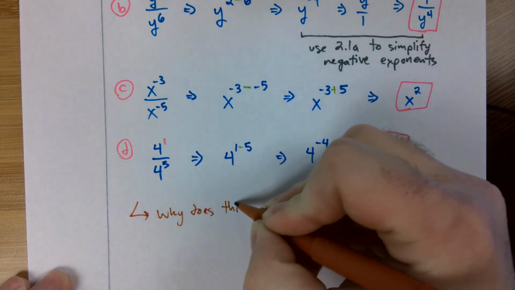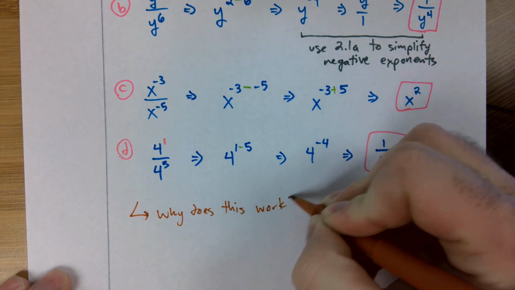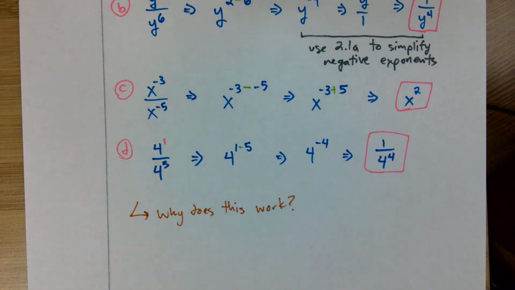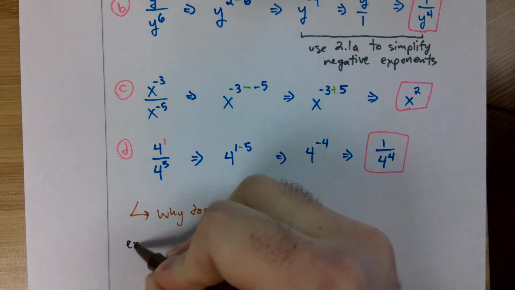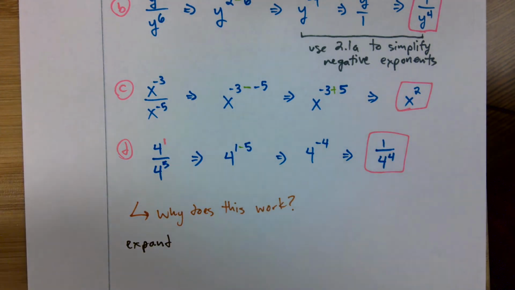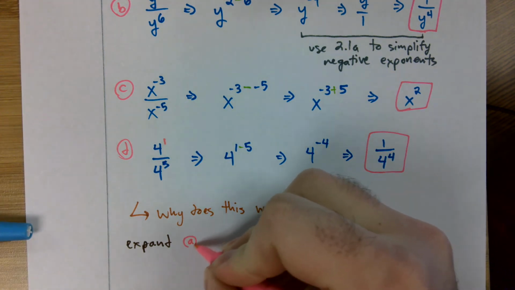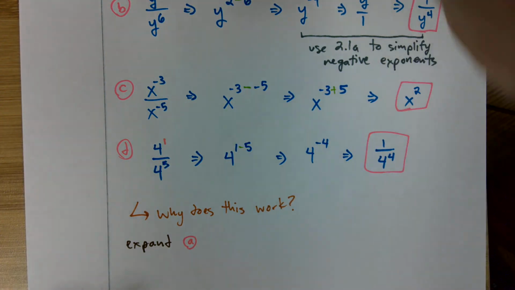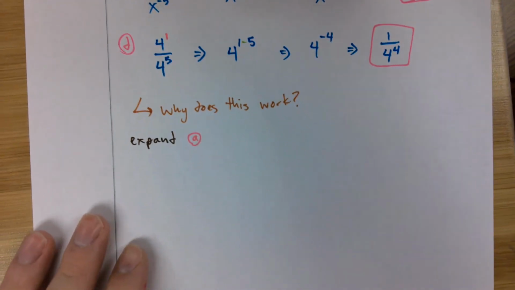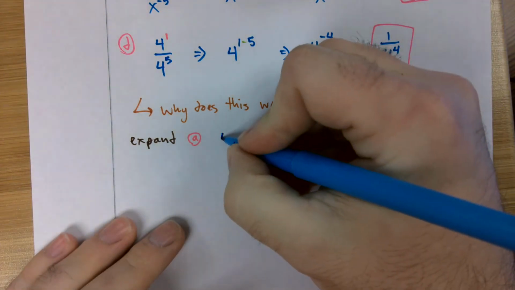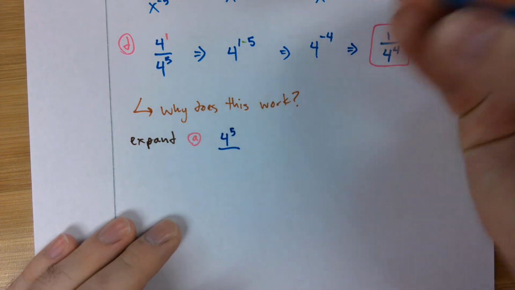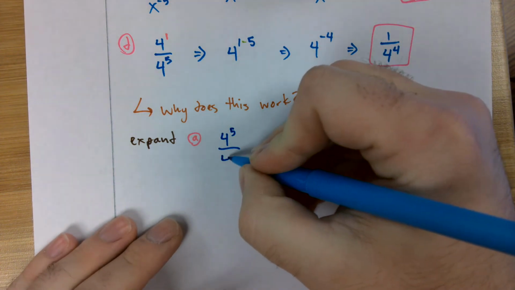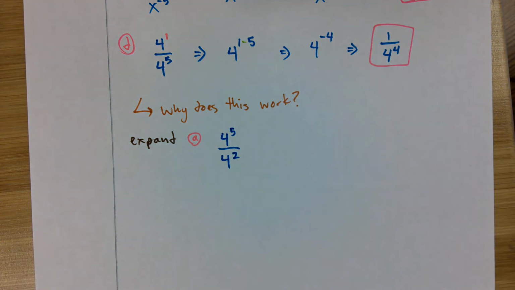All right, let's take a look at why does this work. Just like yesterday, we learned the shortcut, but we got to know why we can even use a shortcut. Let's go ahead and expand example A. So we add 4 to the 5th over 4 squared, right? Yeah, 4 squared. So we're taking another look at example A. We're going to see why this works.